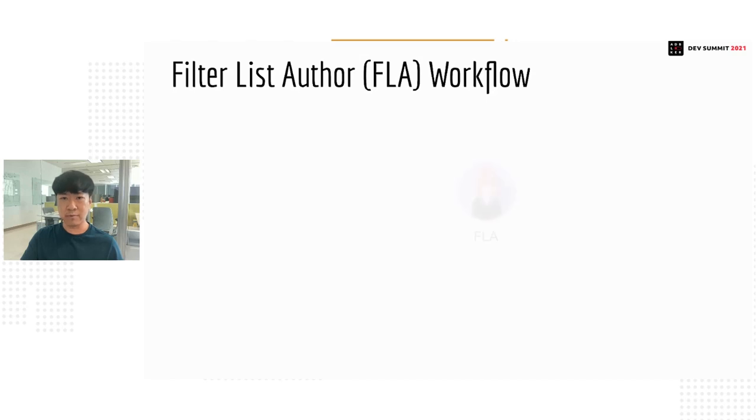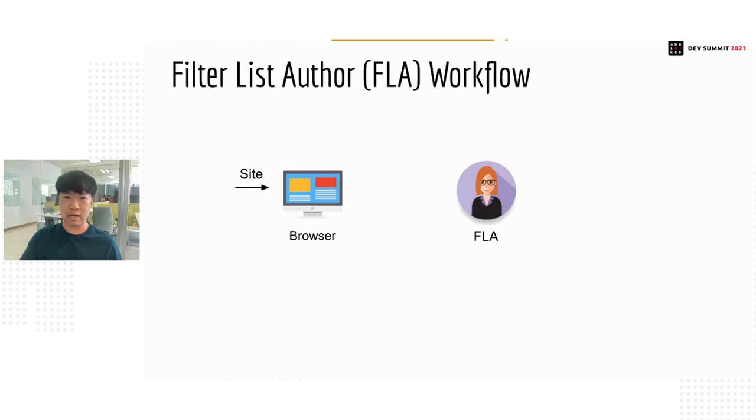So for example, given a filter list author, a site, and a browser, they are tasked with creating rules that can block ads and not break the page. Here we define breaking the page as legitimate visual components of the page that are missing, such as images. And here I'll focus mainly on network blocking filter rules.